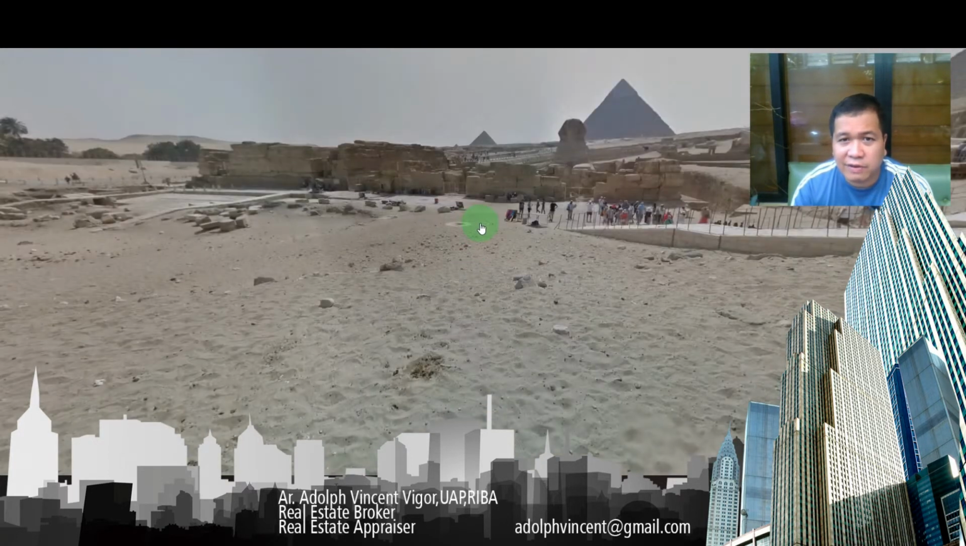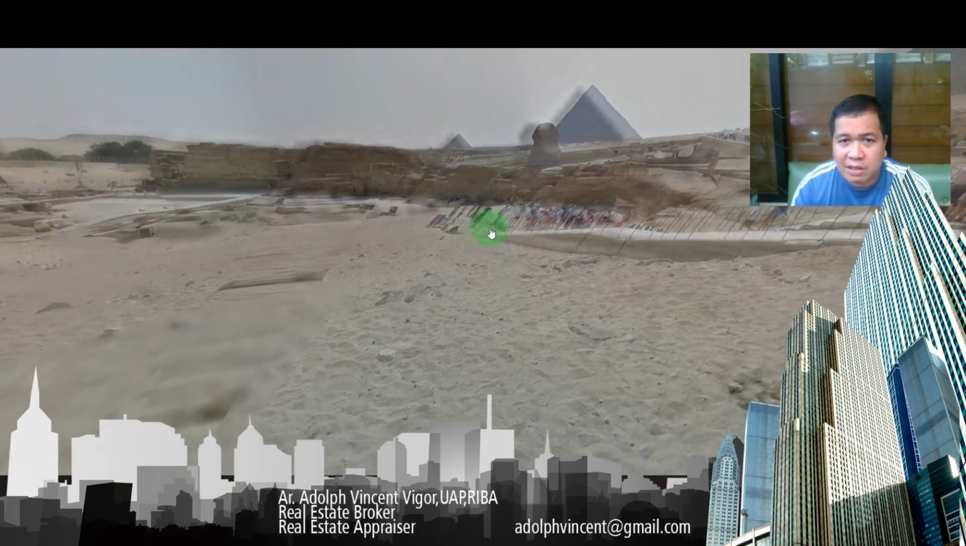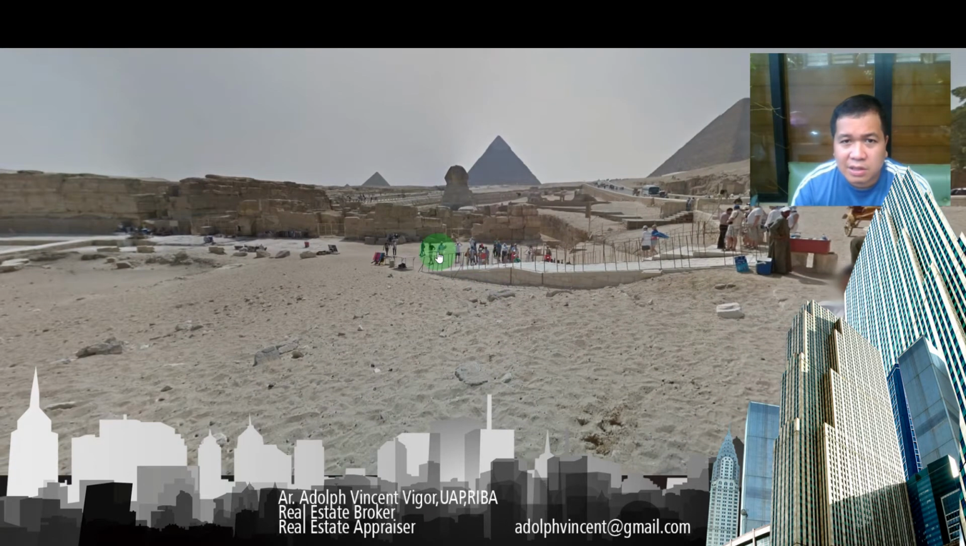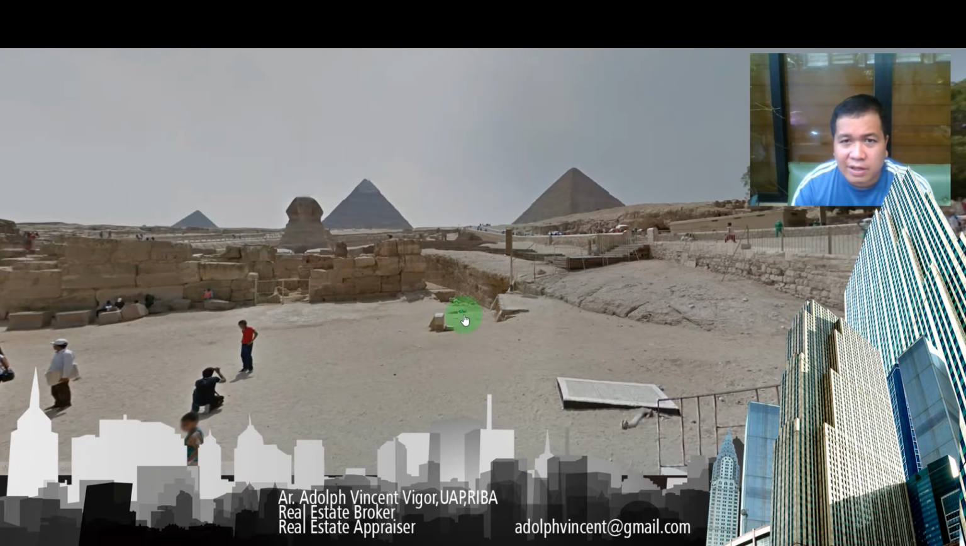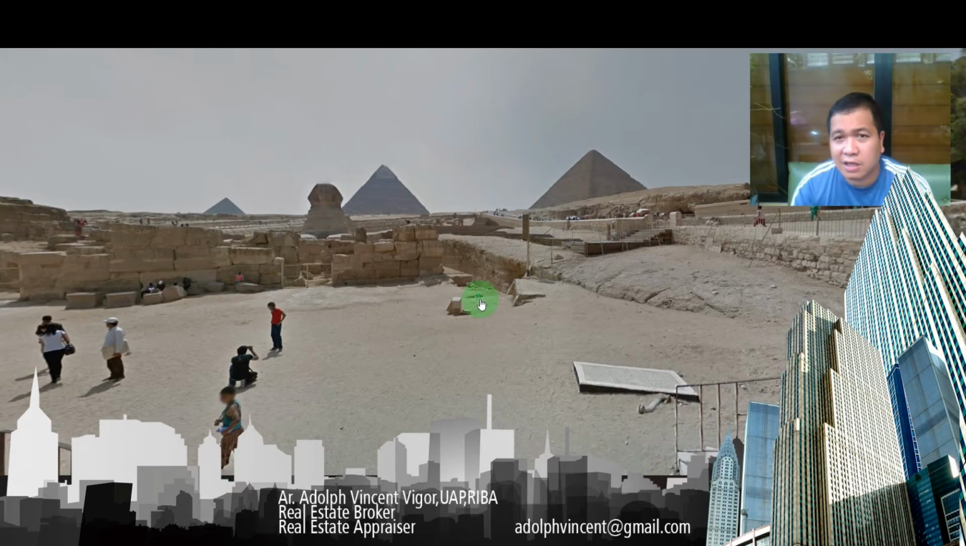Okay, let's move around. From afar you can see three big pyramids. This here I think is the Great Pyramid of Giza, which is the biggest among the three. Then the second biggest is the Pyramid of Khafre, for the Pharaoh Khafre. I think the third biggest is the Pyramid of Menkaure, for the Pharaoh Menkaure.